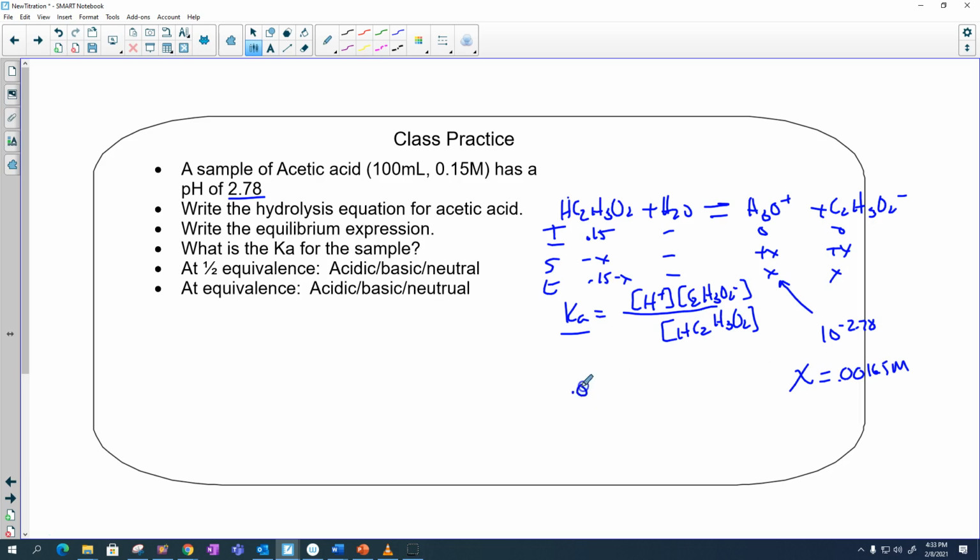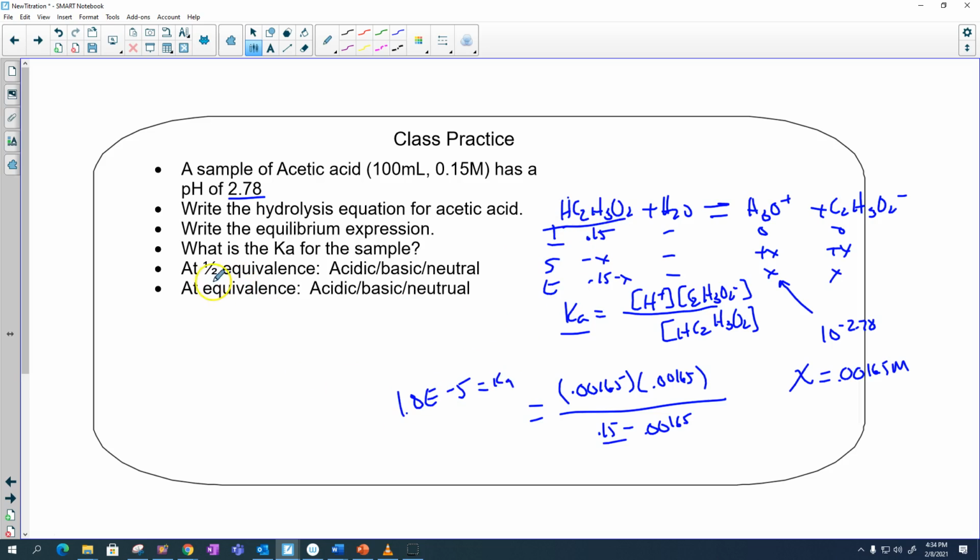Now you can just sub all things in here and plug it in. It's going to be 0.00165 times 0.00165 over 0.15 minus 0.00165, and you can see that's not a whole lot different than 0.15, and this is going to give you your Ka value. So your shortcut rule could be used here if you would like. And we're getting 1.8 e to the negative fifth. This is the Ka for this acid.